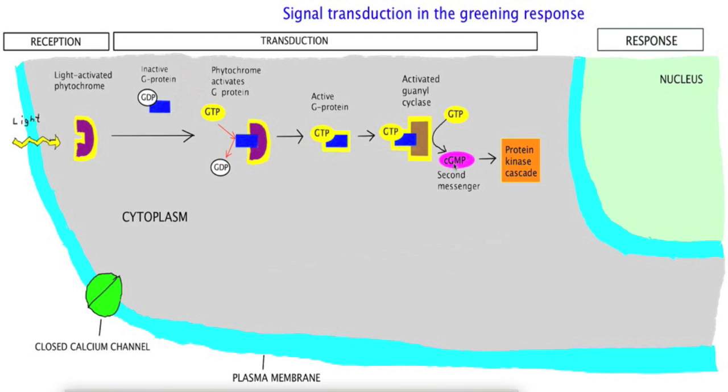Okay, so now we've produced cyclic GMP. What happens next now that we've produced the cyclic GMP? When the cyclic GMP is created, that activates the protein kinase cascade, which means that a phosphate will be added to kinase A. Good. Actually, at the beginning, the cyclic GMP attaches to protein kinase A.